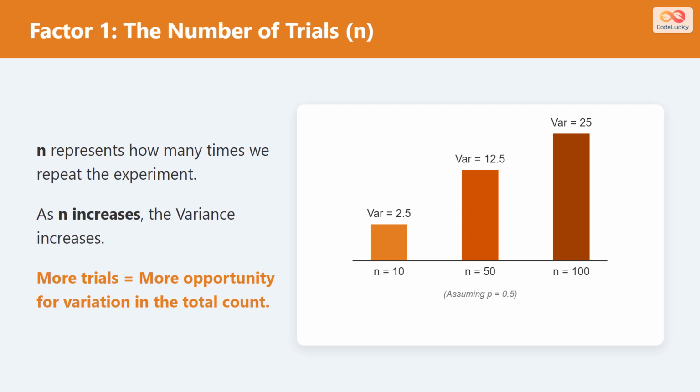Let us break down the formula. The first factor is n, the number of trials. Mathematically, as n increases, the variance increases. This makes sense because if you flip a coin 100 times, there is more room for the total count of heads to vary from the average compared to flipping it just 10 times.